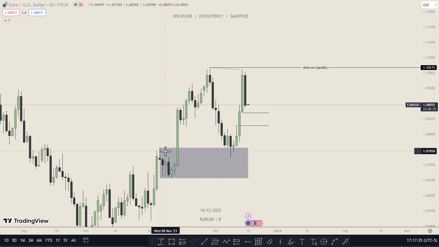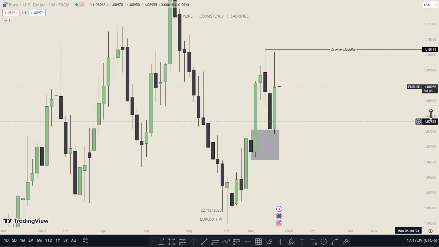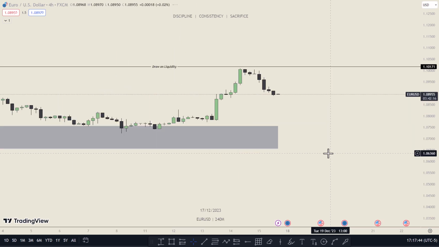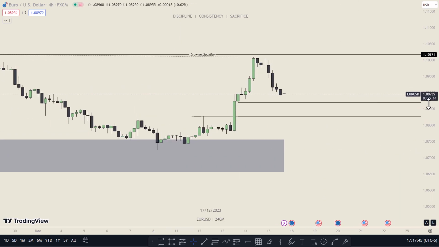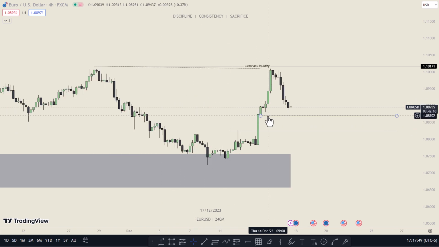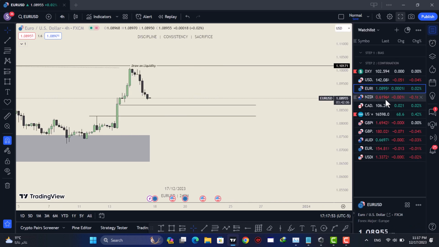And we are reacting from this weekly order block, I guess. Yes, this is a weekly order block. So things are clear on EU, right? You have also this 4 hour fair value gap. This is if you want to refine it. Let's go to another pair.